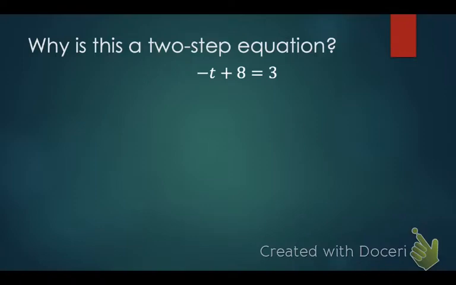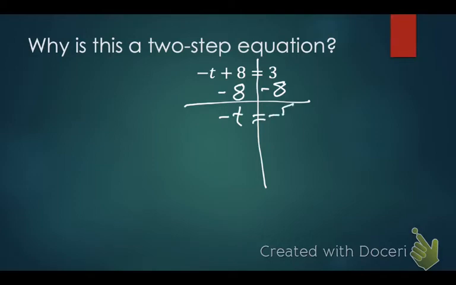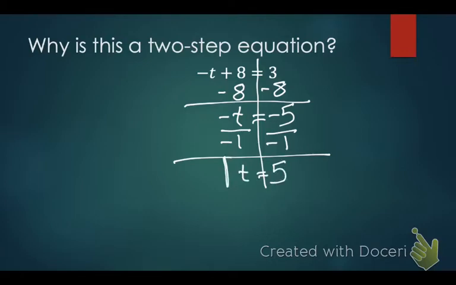All right, so this is a two-step equation because there's technically a number in front of the variable. Same concept, we're going to subtract 8 from both sides first. And we're going to bring down negative t equals negative 5. Then we're going to divide both sides by negative 1. And that gives us t equals 5. So when there's a negative in front of there, we have to divide by negative 1 at the end.